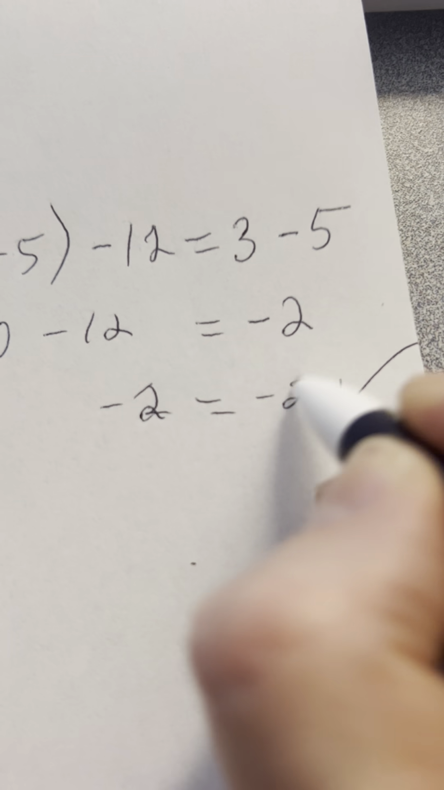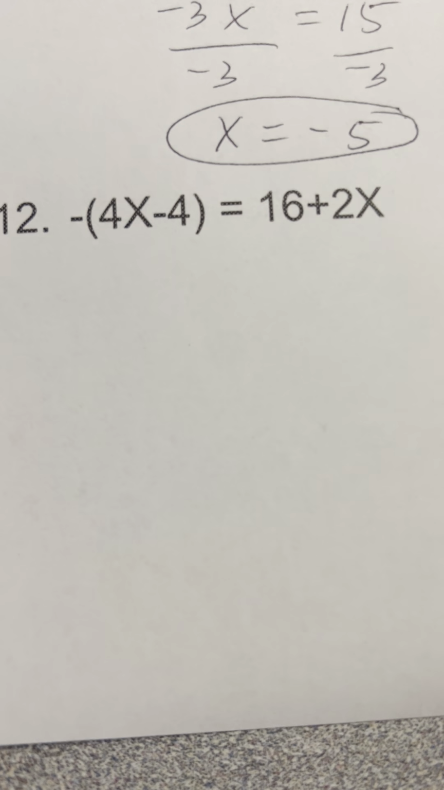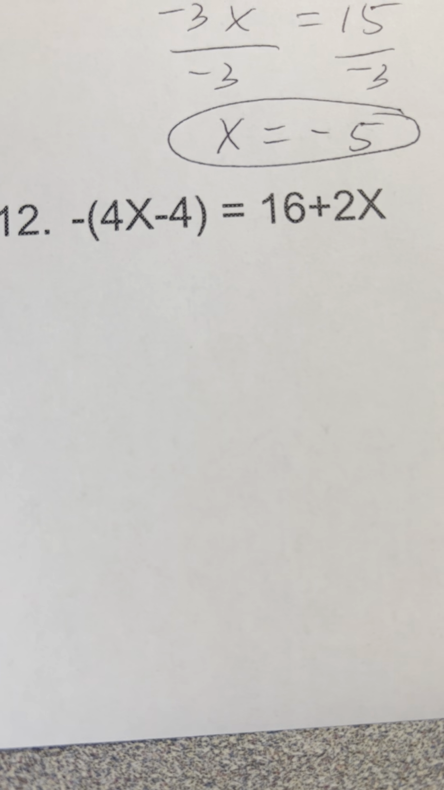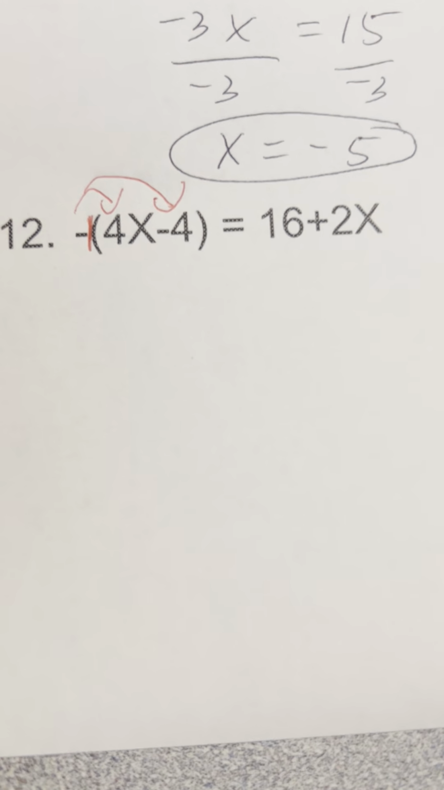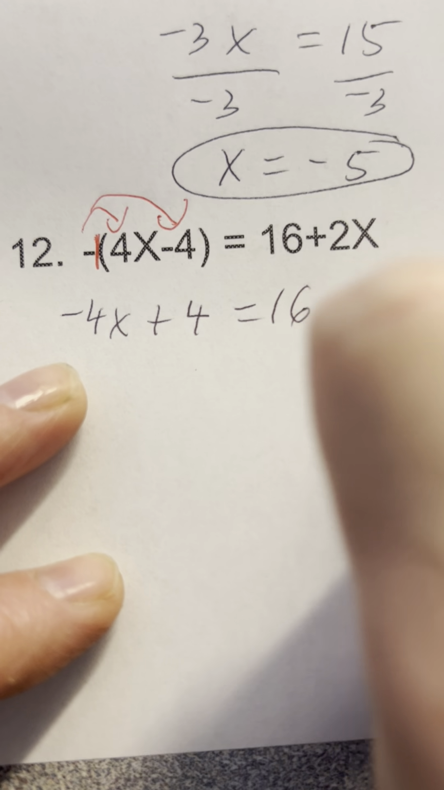All right, one more problem. This will be our last one for today. Okay. So a lot of these were very similar, just extra practice. All right. So we have a negative from the parentheses, so we're going to put 1 there. So negative 1. Distribute that to a whole parentheses. So negative 4x plus 4 equals 16 plus 2x.